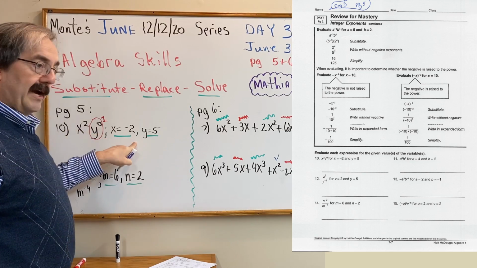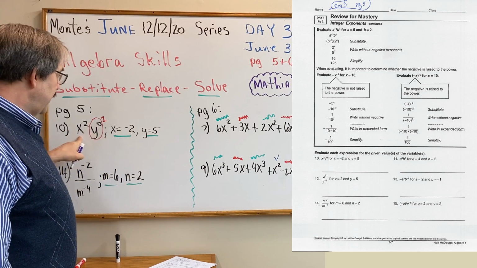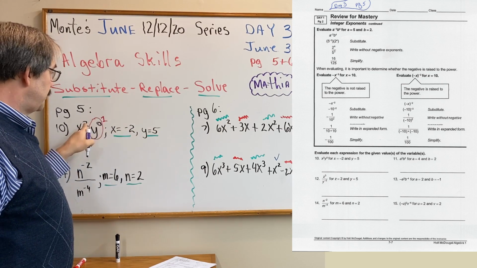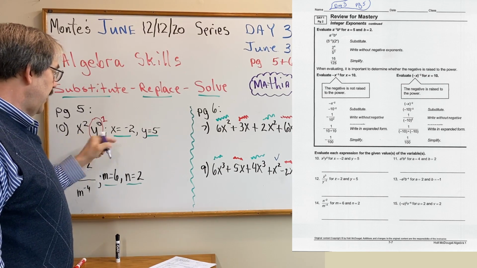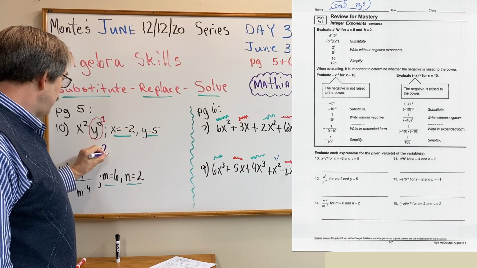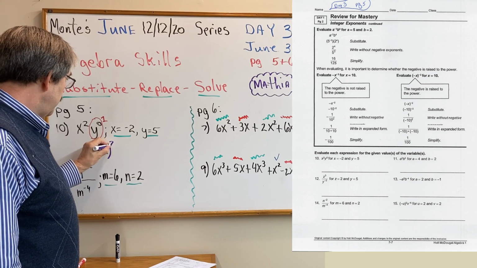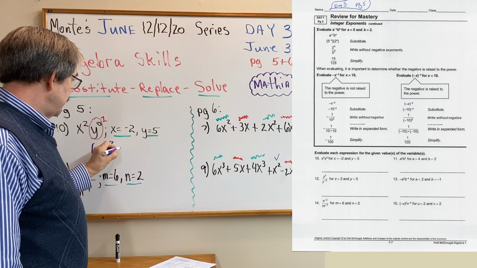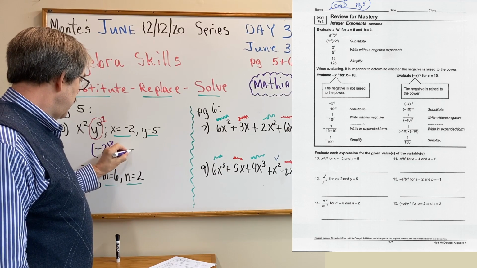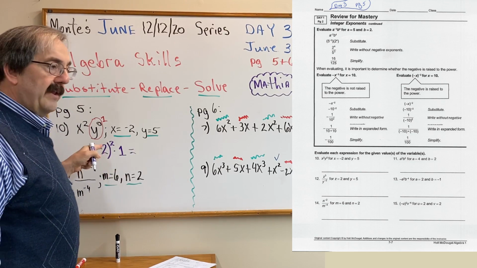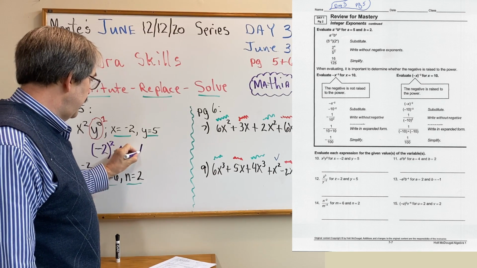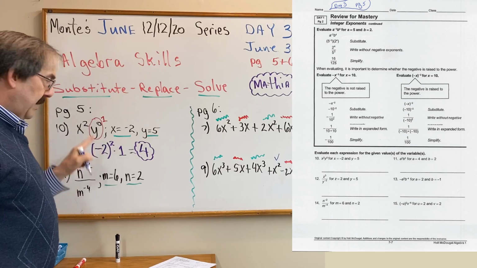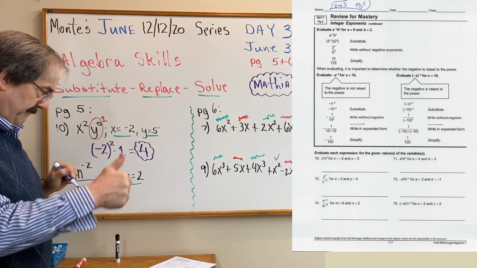X squared, what's x? Okay, wherever we see the letter x, we're going to substitute. So when we rewrite this, we're going to replace the x with a -2. -2 squared. Anything to the 0 power is 1. So what do we have? -2 times -2 is a positive 4. Okay? Exponent rules. All right.